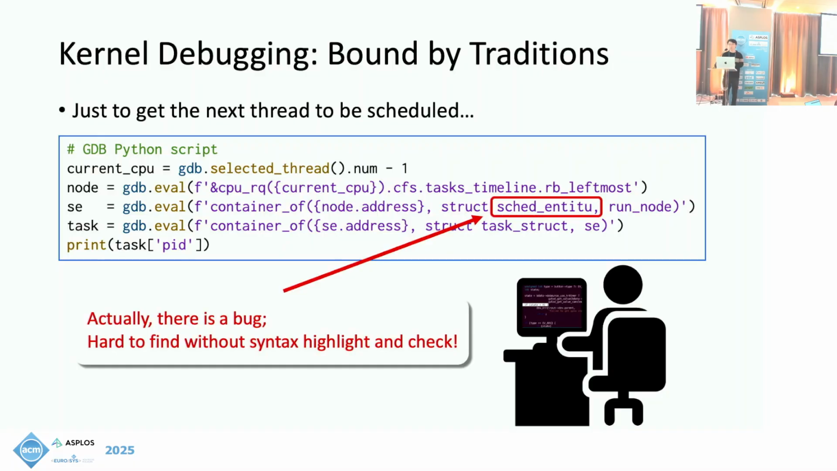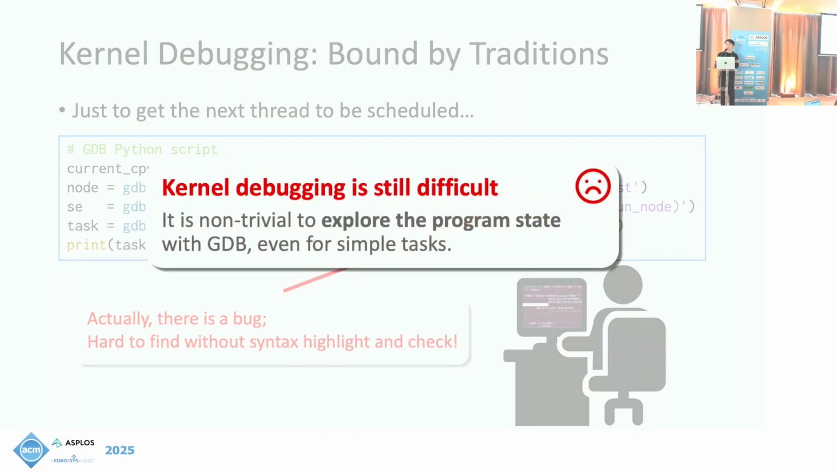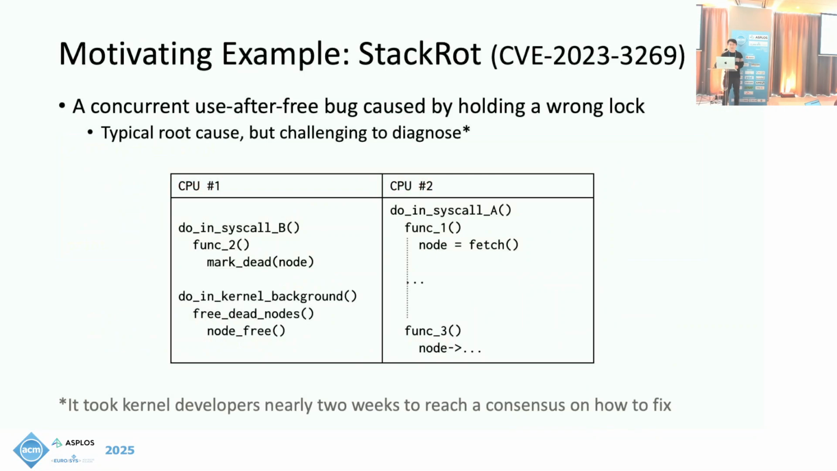Here is actually a bug here, and in a GDB script without the support from code editors and compilers, such a bug will be really hard to find. So kernel debugging is still difficult because it is non-trivial to explore the program state of the Linux kernel, even for simple tasks, just using GDB. So things can become even worse when we face real-world problems.